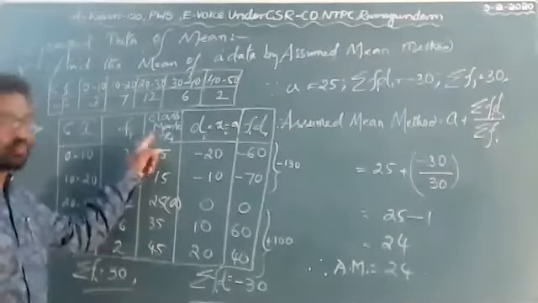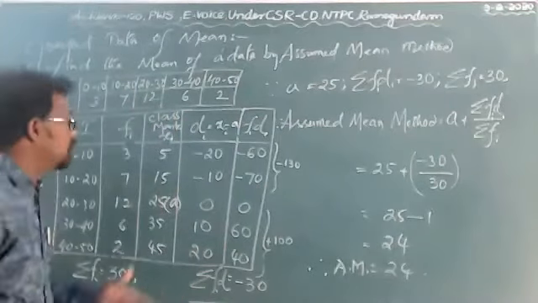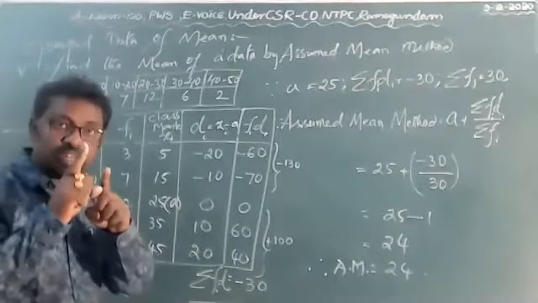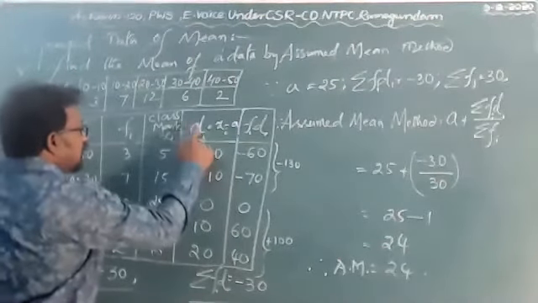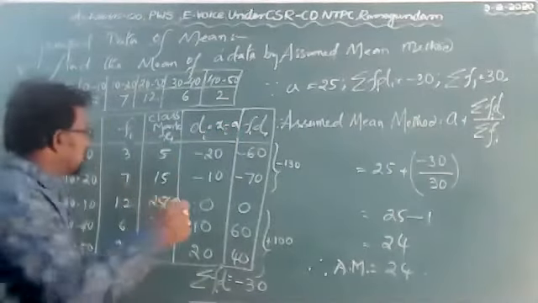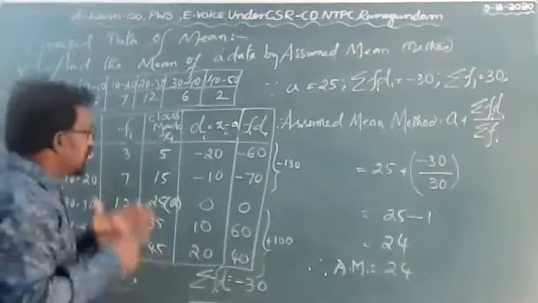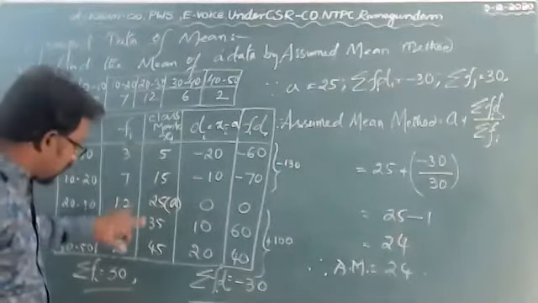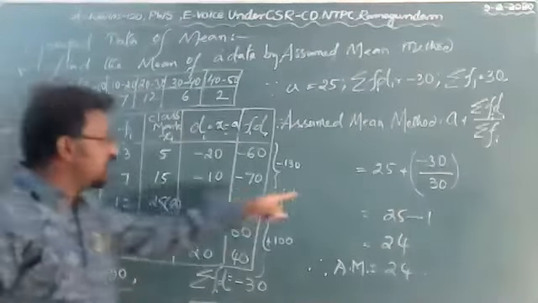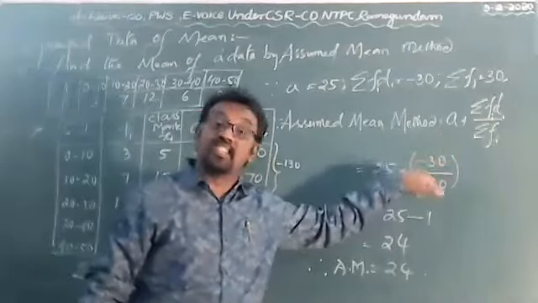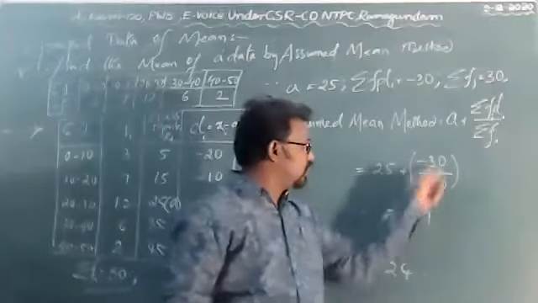In the direct method you do F into X. Now in the assumed mean method, it increases one step, that is deviation, which is D. What is D? X minus A is the formula. X is this value in a particular row. A is standard. You can take A as 5 also, or you can take 45. But if you take A equal to 25, see how easy the cancellation is.